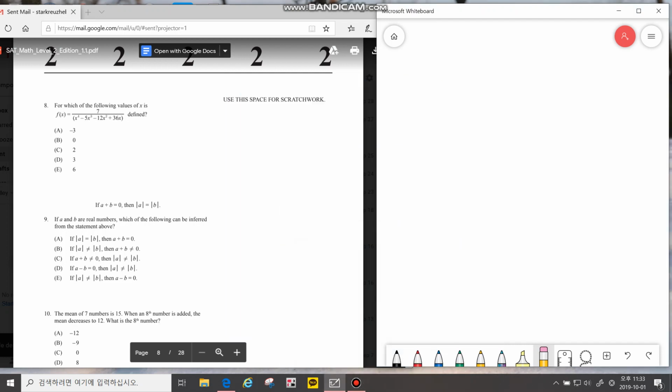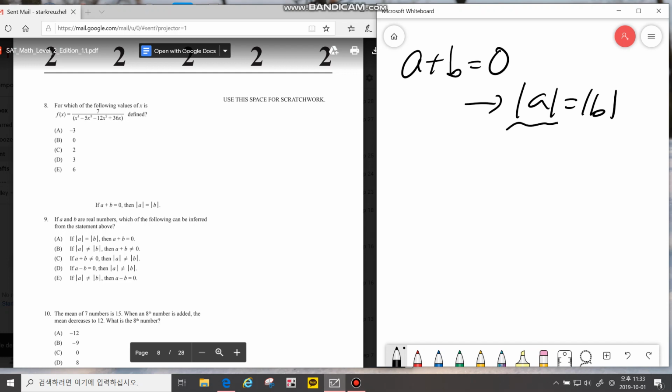So, all right. 9. It says if A and B are real numbers, which of the following can be inferred from the statement above? So it says if A plus B is 0, then the absolute value of A and the absolute value of B are equal. So A plus B is 0, then the absolute values of A and B are equal. So what does this mean, right?